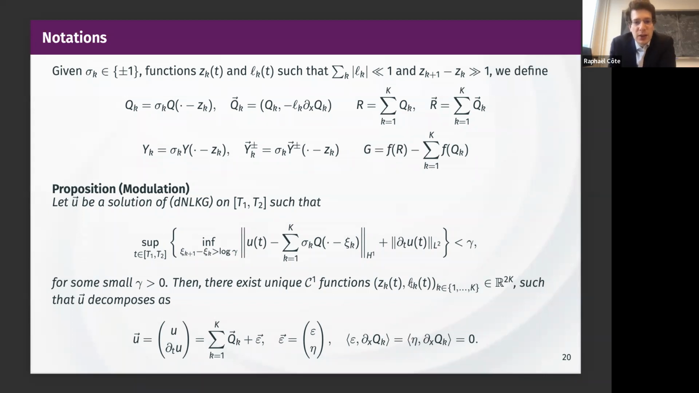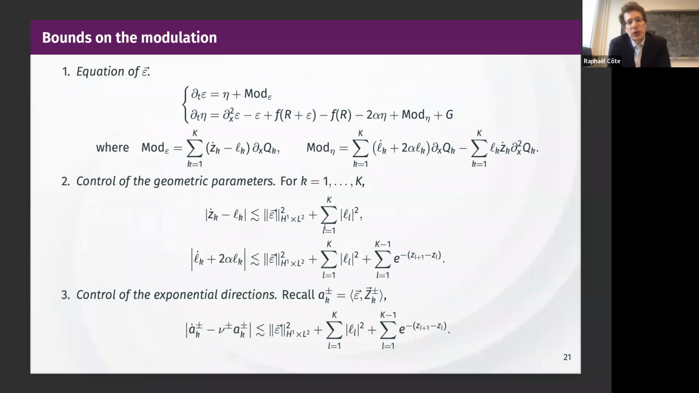Okay, so what are the equations? First you write the equation for epsilon and eta. It writes like this. So eta is essentially the time derivative of epsilon, and then you have the modulation coming into play. And the derivative of eta, so it's dtt epsilon essentially. So you have the linearized operator around epsilon, the damping, the modulation on eta, and G which is the interaction terms. So it's Fr minus the sum of the Fqk.